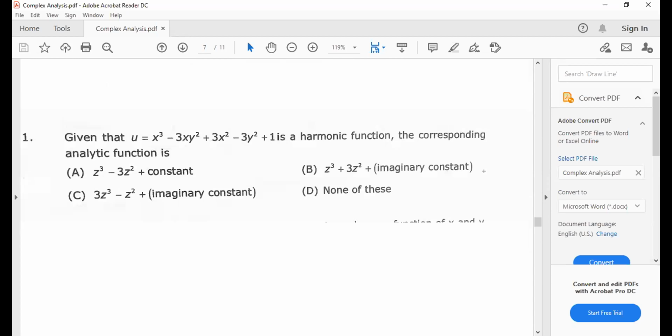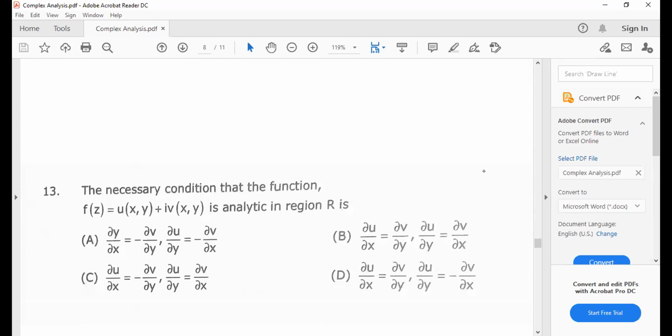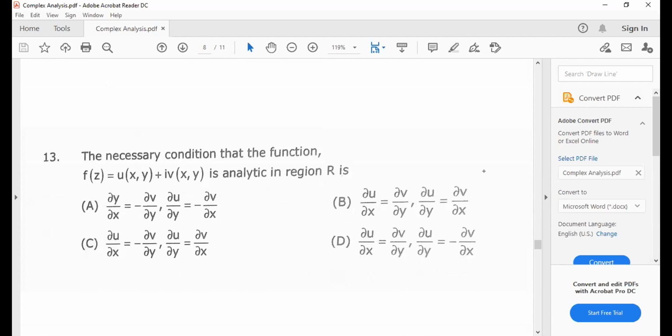This one is once again about finding f of z, the same thing. You just have to find dou u by dou x and dou u by dou y. After that, I think this is the right direct question. So you tell me what's the right option for this one. Yes, sir. We'll show that.